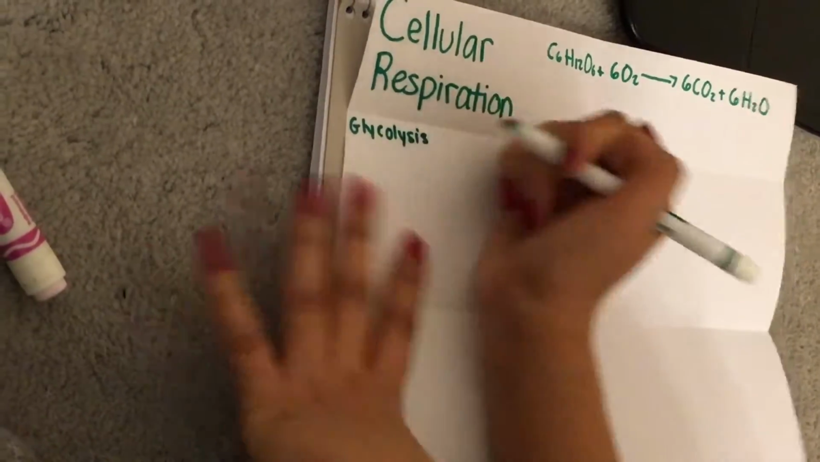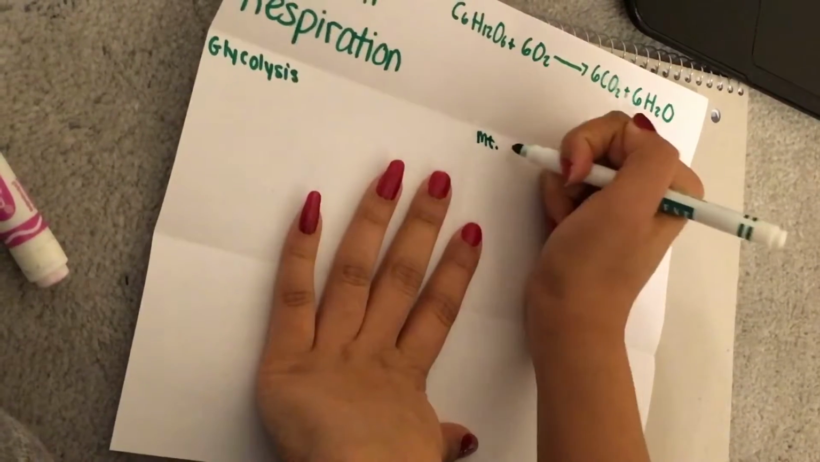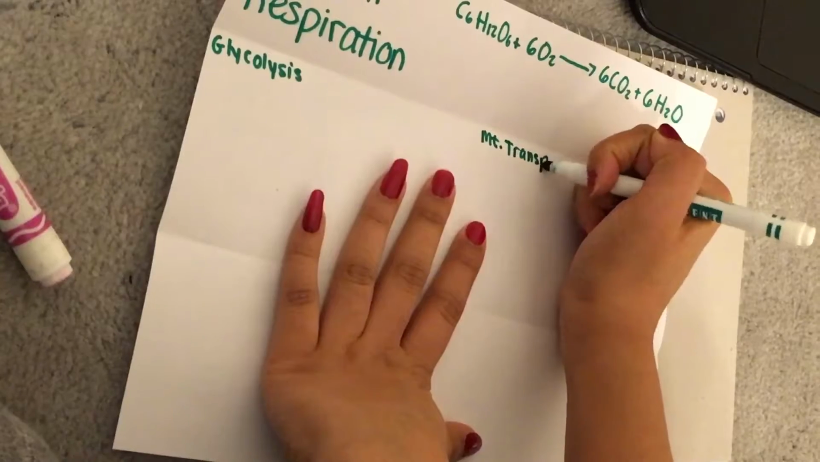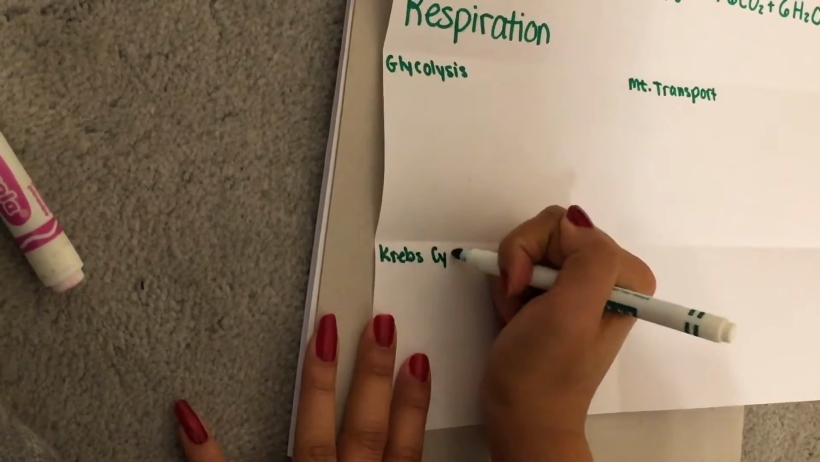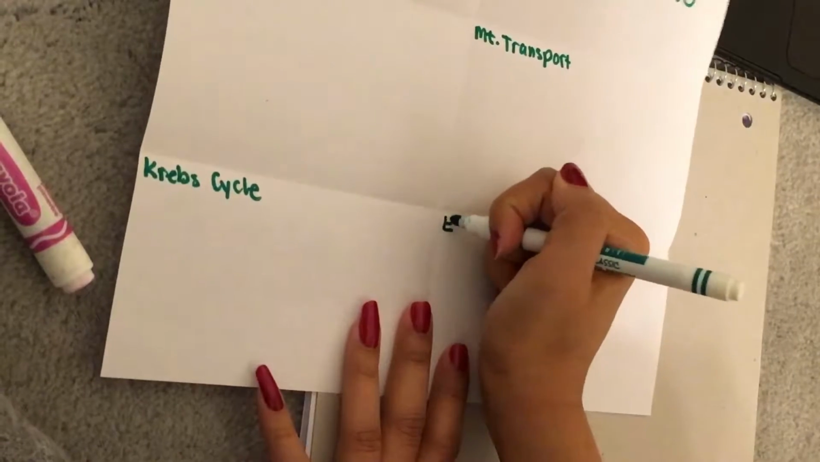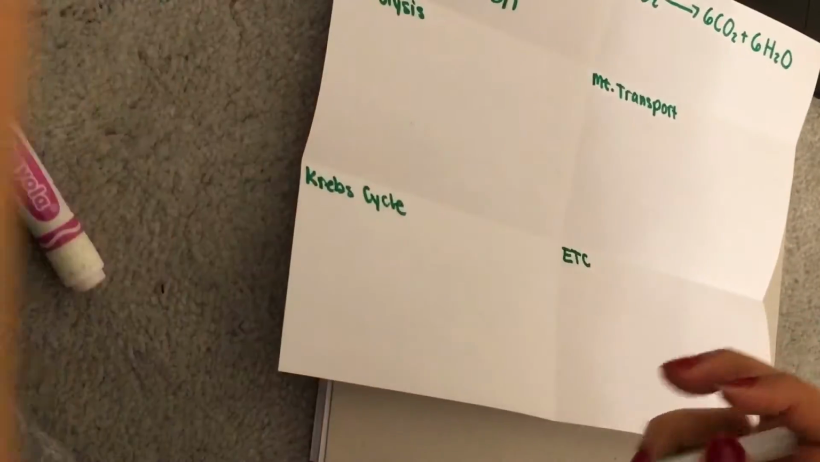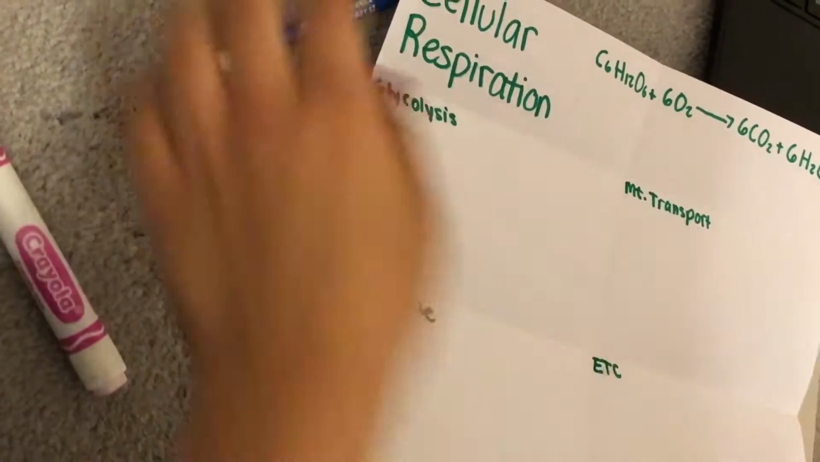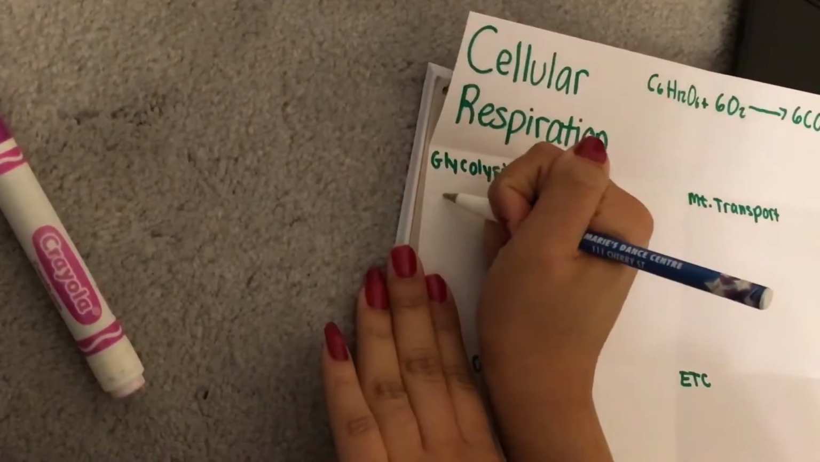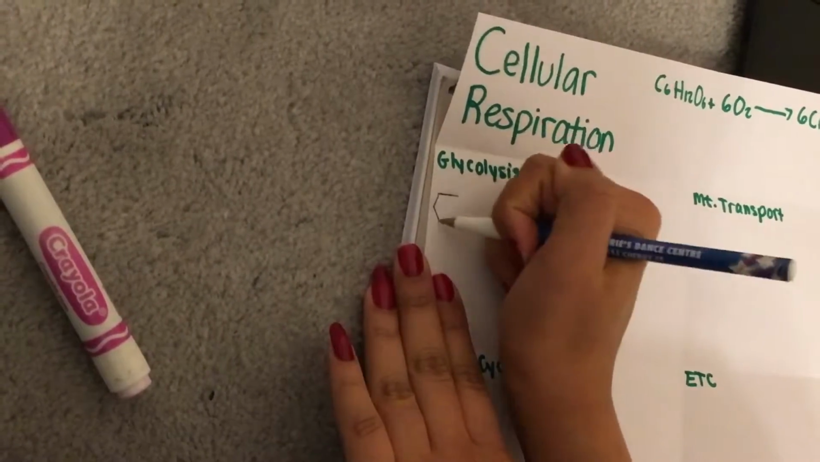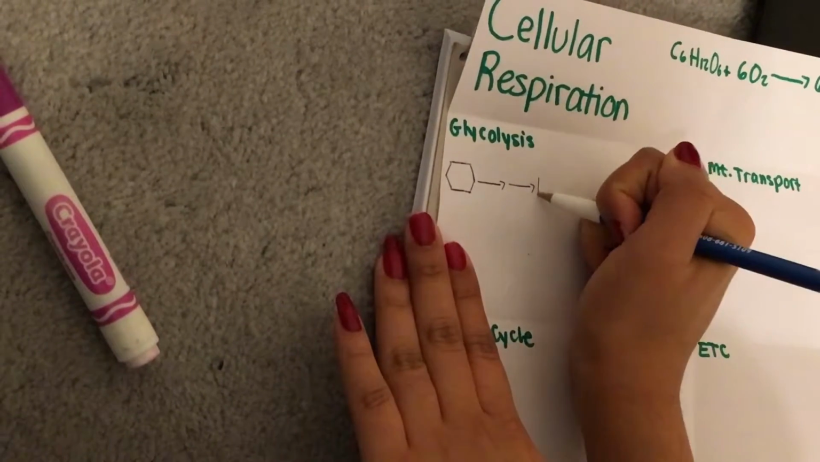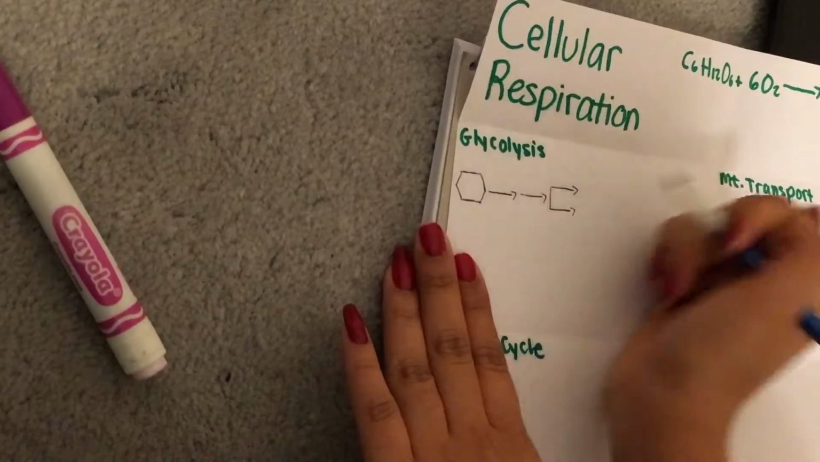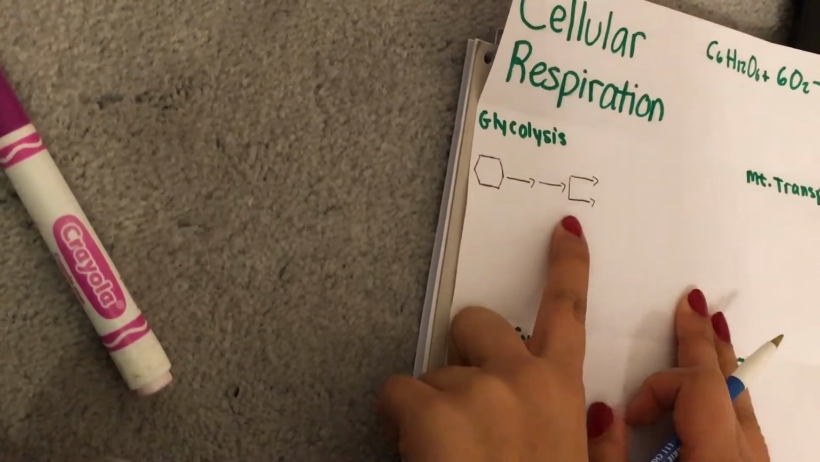Glycolysis, mitochondrial transport, Krebs cycle, and electron transport chain. Okay, so it's pretty intricate, but we start off with a glucose molecule right here, and for the purposes of freshman year biology class, we can represent each individual step of glycolysis with arrows because we don't go that much into depth.